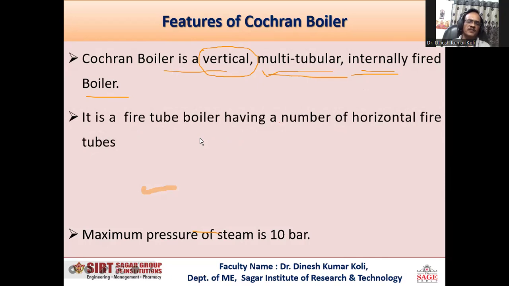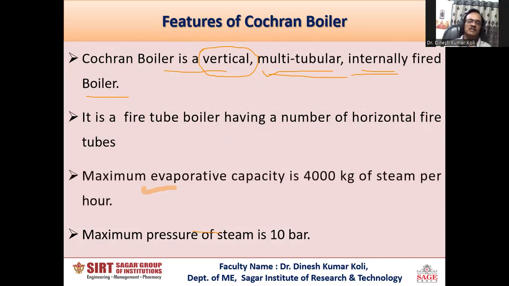The Cochran boiler is a fire tube boiler having a number of horizontal fire tubes, inside which the hot gases flow, and these are kept horizontally. The maximum evaporative capacity of this boiler is 4000 kg of steam per hour. It means it can produce 4000 kilograms of steam per hour, and the maximum steam pressure this boiler can hold is 10 bar.